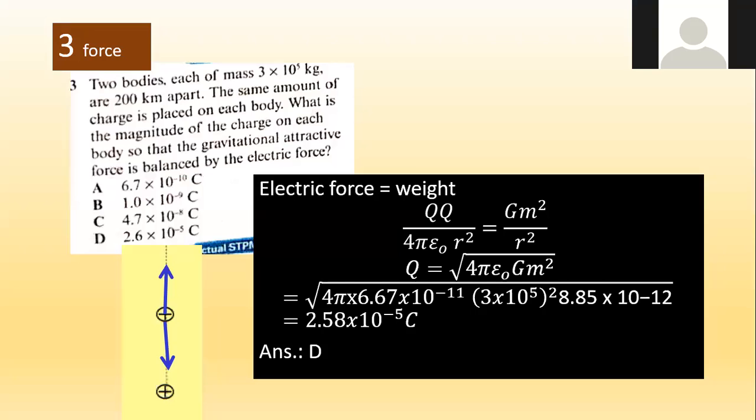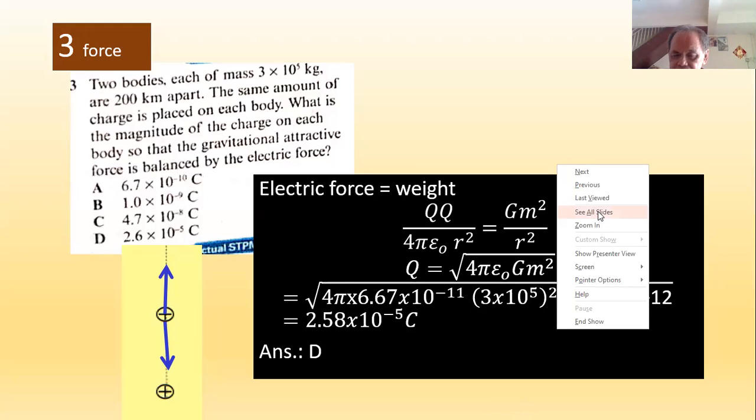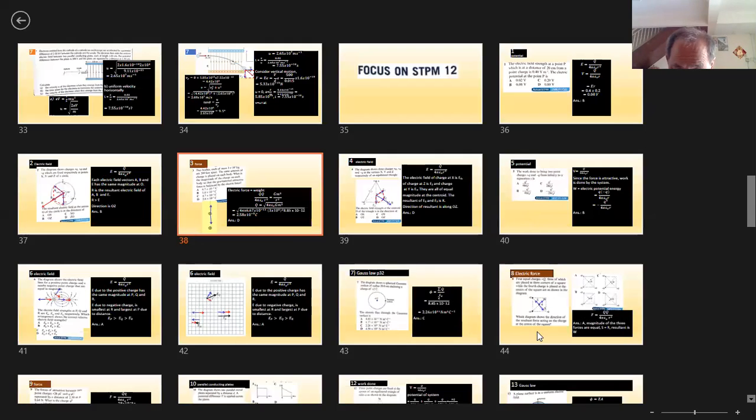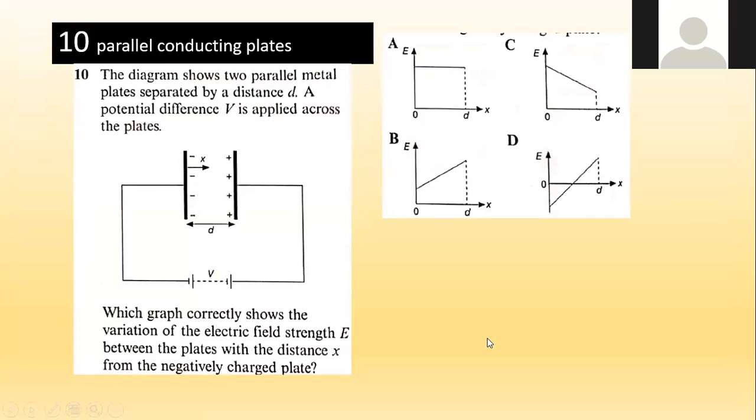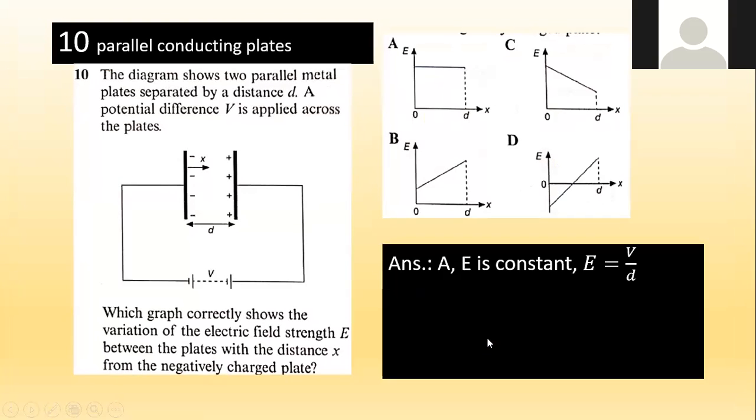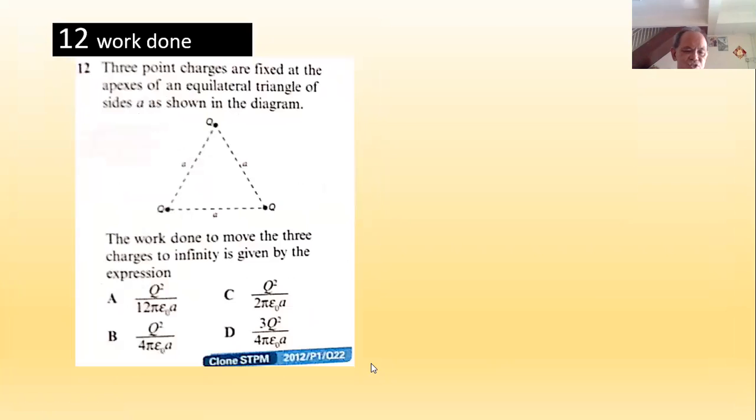One more question, just a minute, teacher. Number 10, teacher. Is it A, teacher? Yep, number 10 is A, just using the formula.